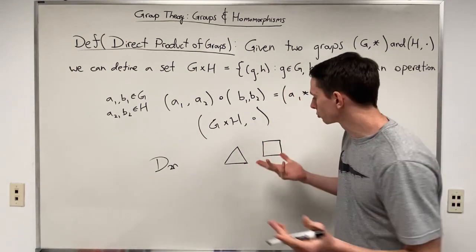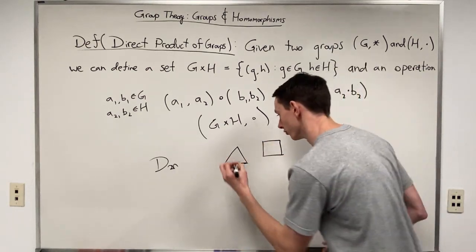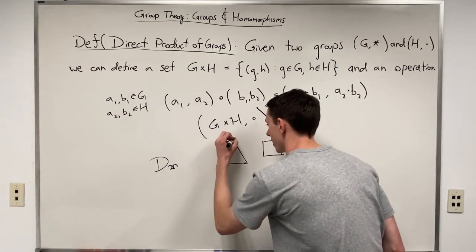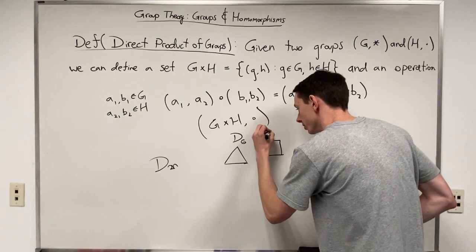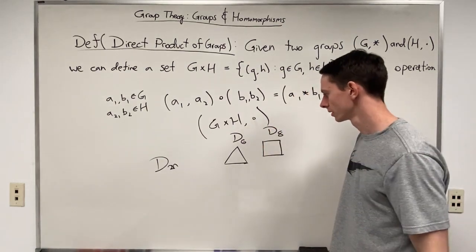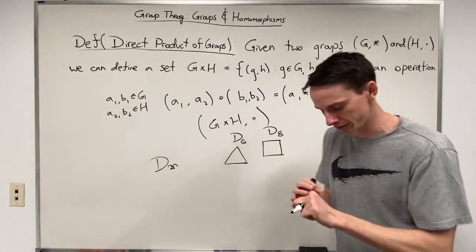And maybe we want to ask, what are the symmetries of this combined system? Not just the triangle by itself, which we already know is described by D6, and not just the square by itself, which we already know is described by D8. But what are the symmetries of the triangle and the square together?